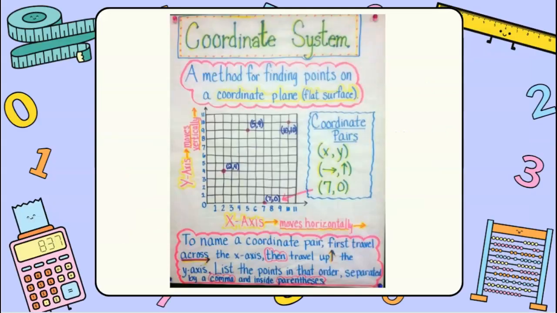So we can see from our anchor chart for this unit that a coordinate system or coordinate plane is a method for finding points and plotting data, okay? So a coordinate plane is this nice gridded surface right here, and usually our ordered pairs are located at the intersecting lines on the plane. We're going to talk about how we find ordered pairs and how we plot them.